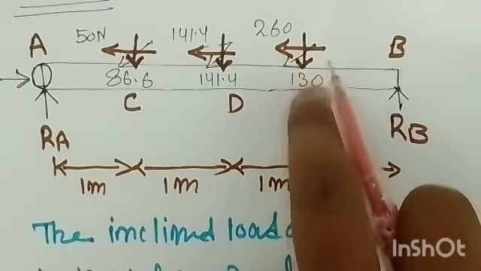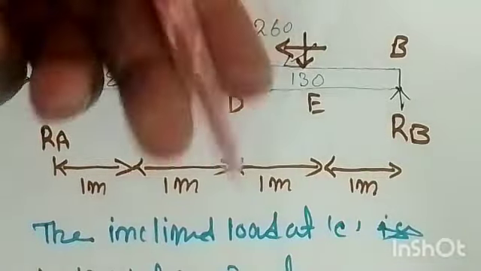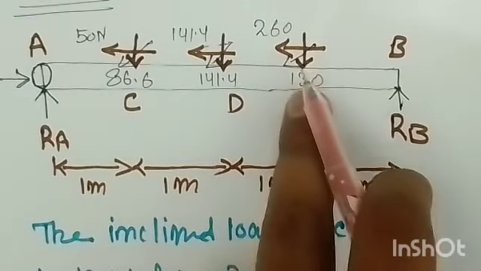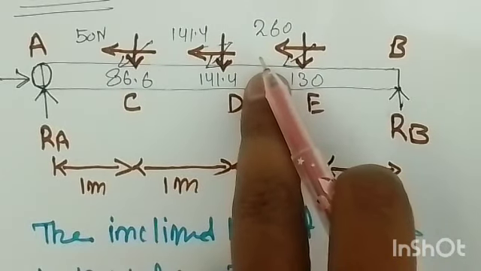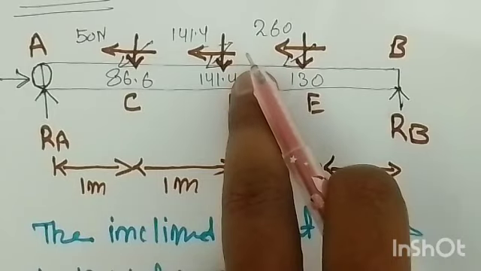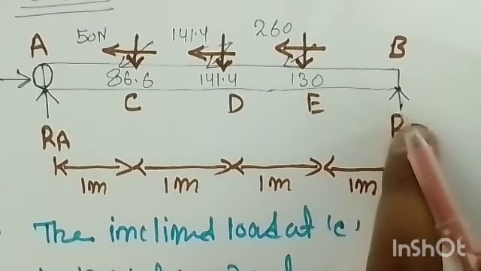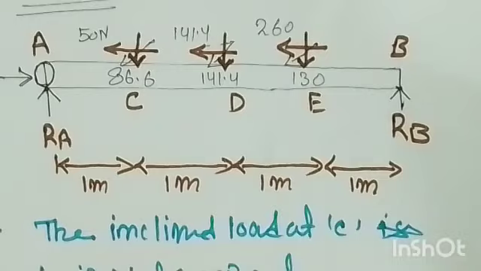It means the shear force remains constant between D and E. But when you reach exactly E, there is a vertical downward force acting. Then we have to subtract this vertical downward force from the value we have, and then the shear force remains constant, and at B you have to add.